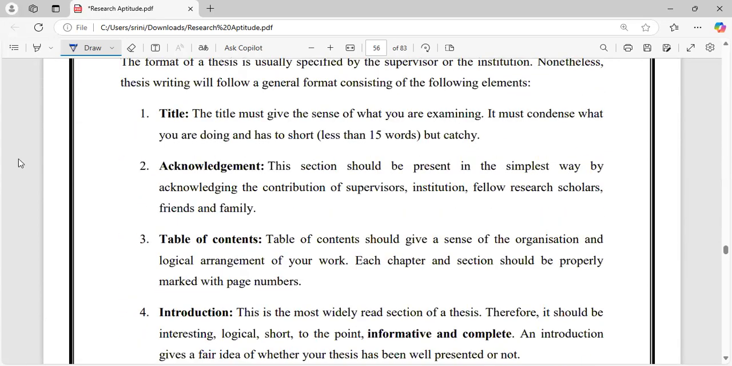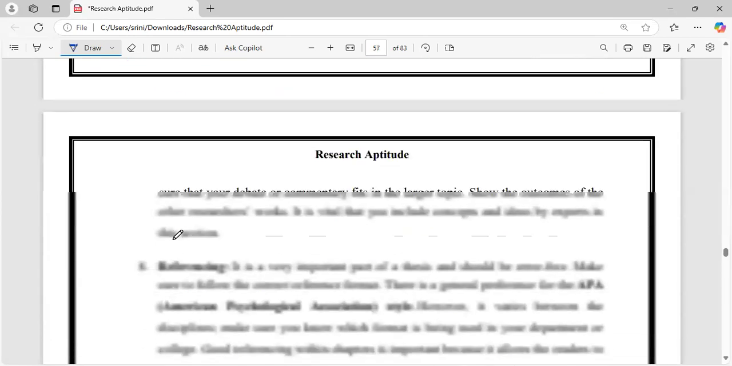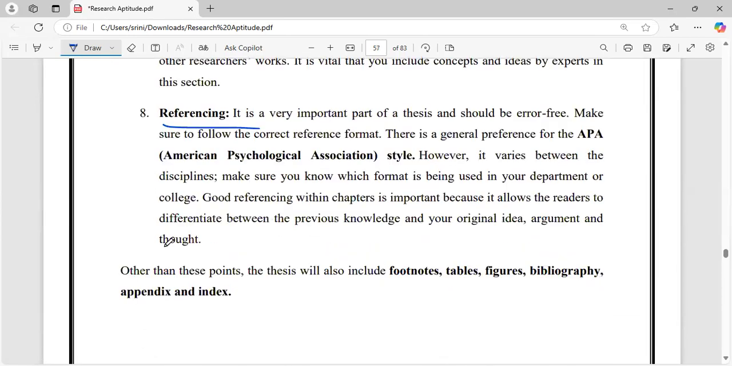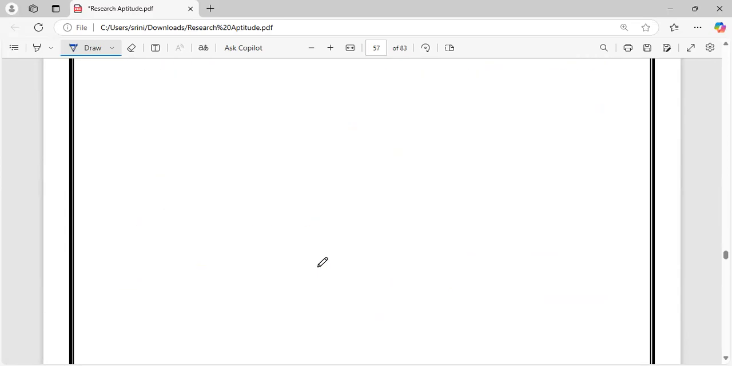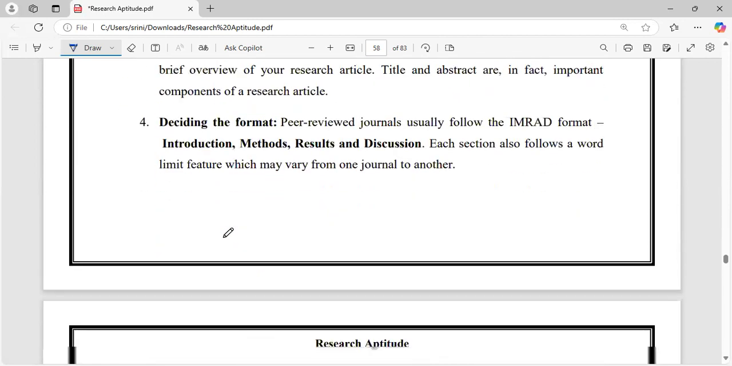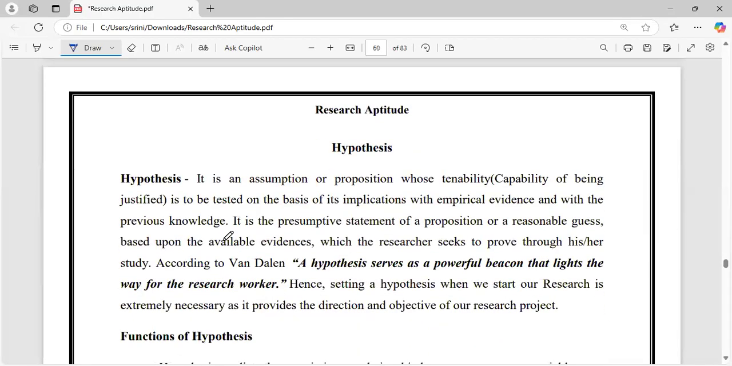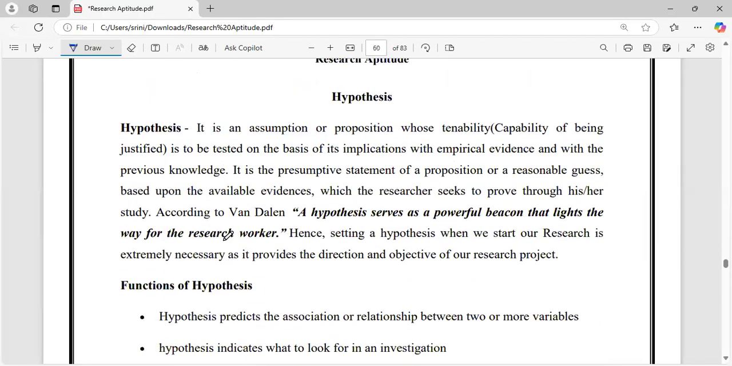The format of a thesis includes title, acknowledgement, table of contents, abstract, then introduction. Methods, literature review, references. Okay, and we can also include footnotes, tables, figures, bibliography, appendix, and index in this column. Research article we have already seen. Text we have seen. Okay, hypothesis. Yes. Then hypothesis, the important one.